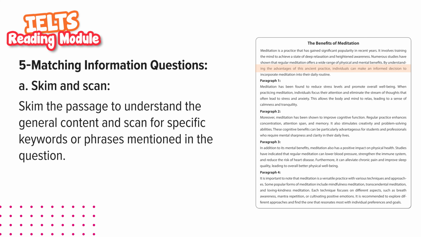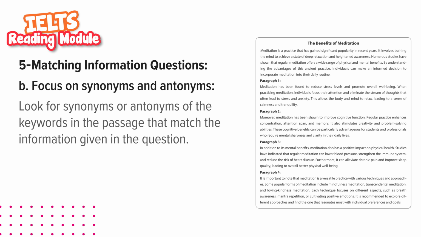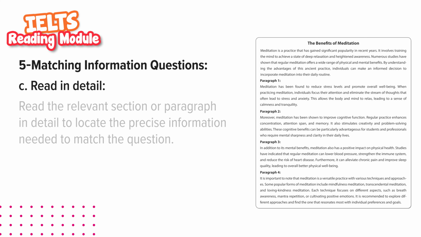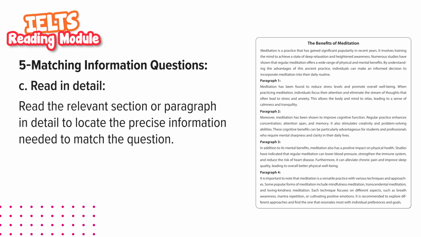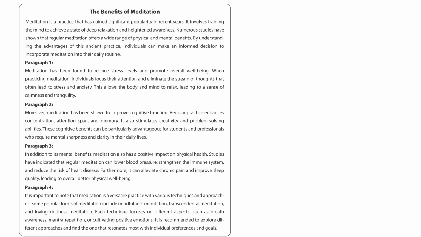Skim the passage to understand the general content, and scan for specific keywords or phrases mentioned in the question. Focus on synonyms and antonyms. Look for synonyms or antonyms of the keywords in the passage that match the information given in the question. Read in detail. Read the relevant section or paragraph in detail to locate the precise information needed to match the question.